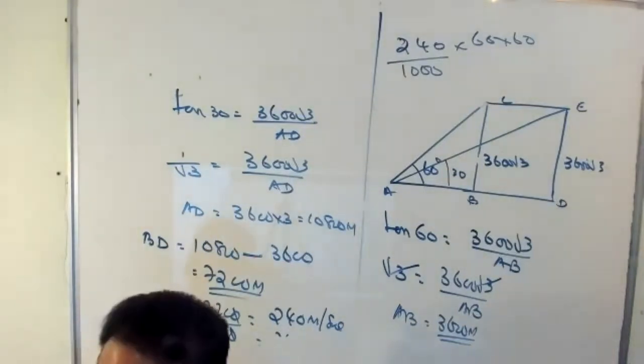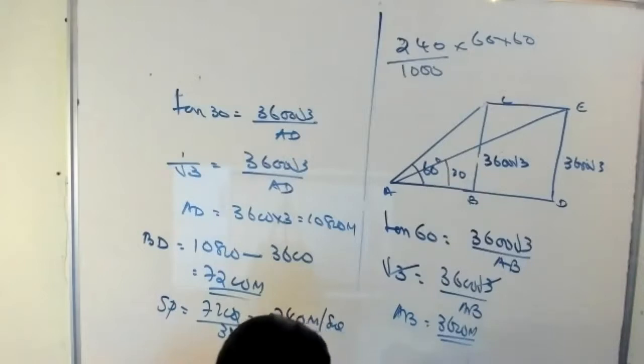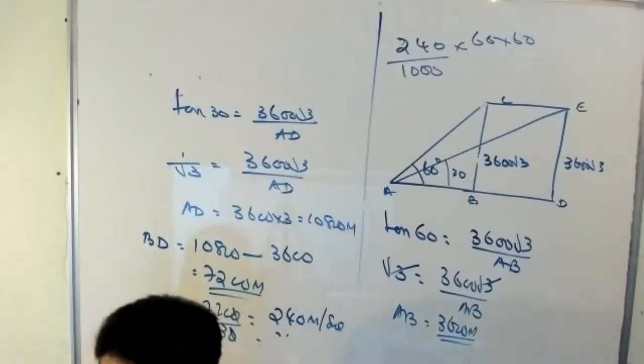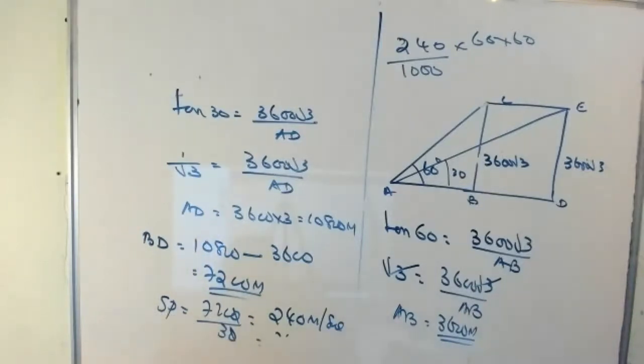Okay, so next question, a similar question. A bird is sitting on the top of a tree which is 80-meter height. 80. Okay.